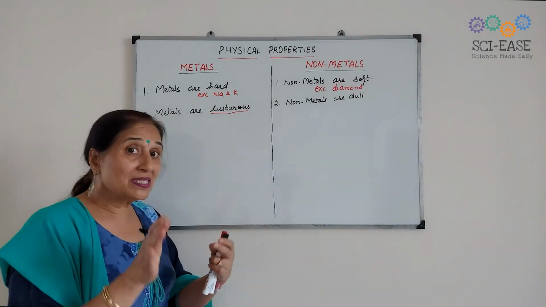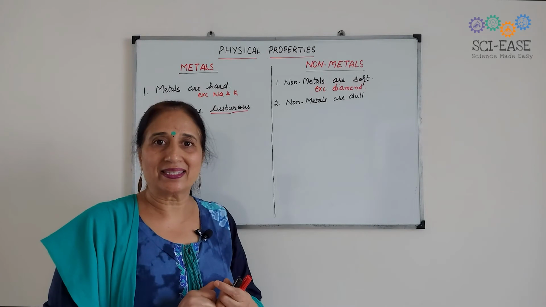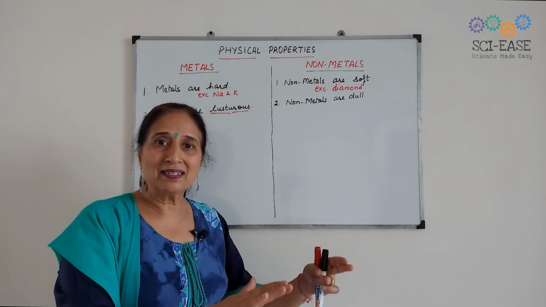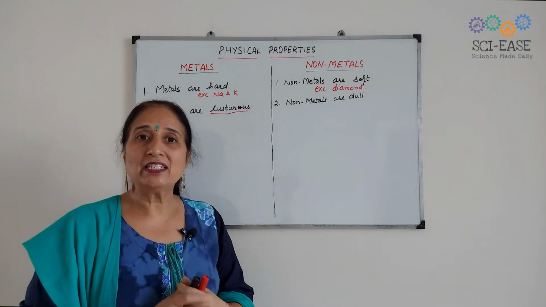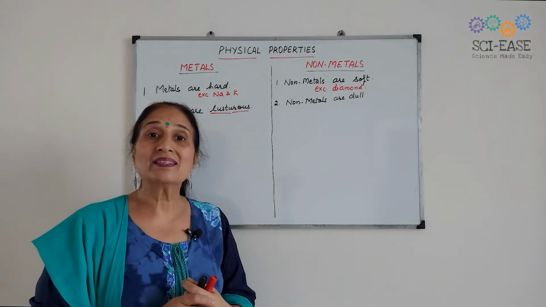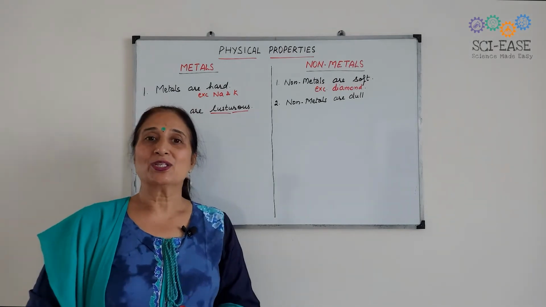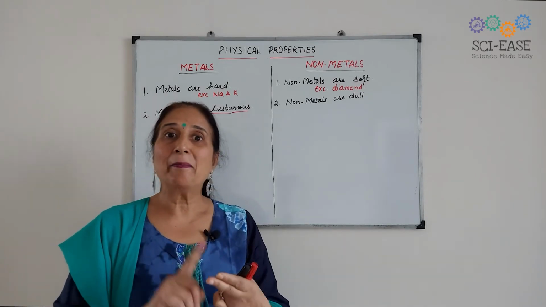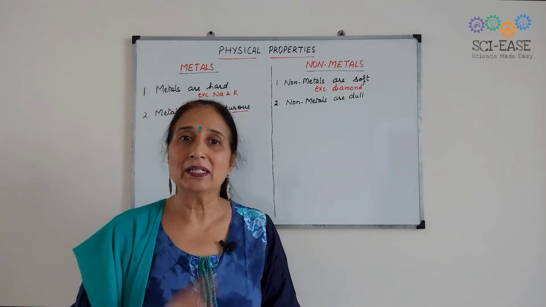So what is that property known as? That is, metals, they can be changed into thin sheets when hammered. This is the malleability. So we will say that metals are malleable.